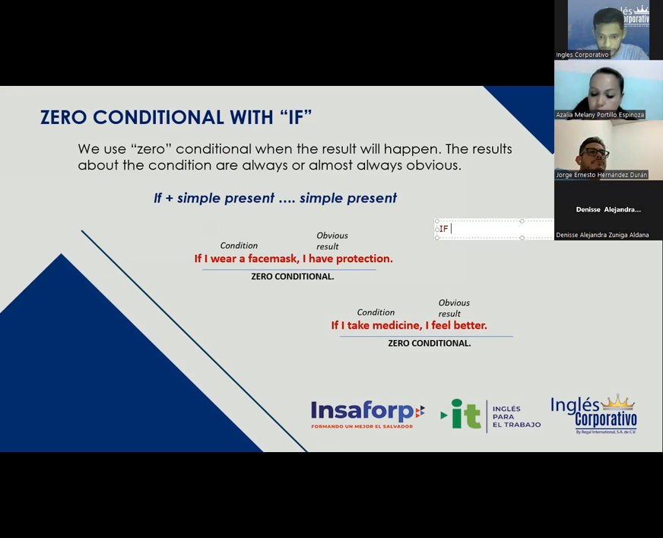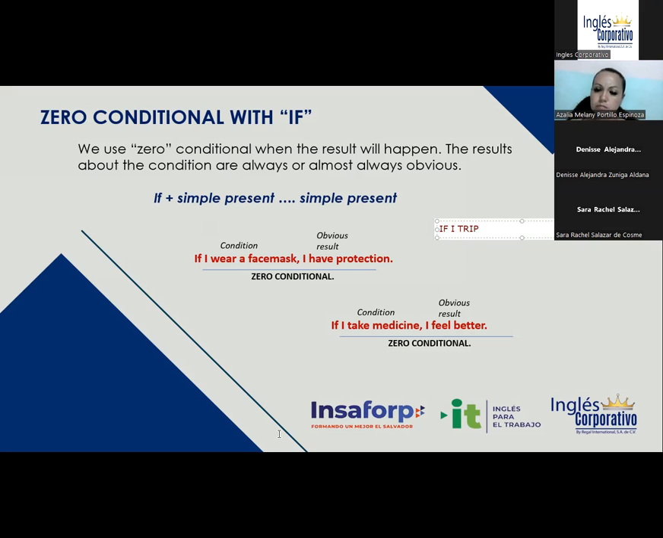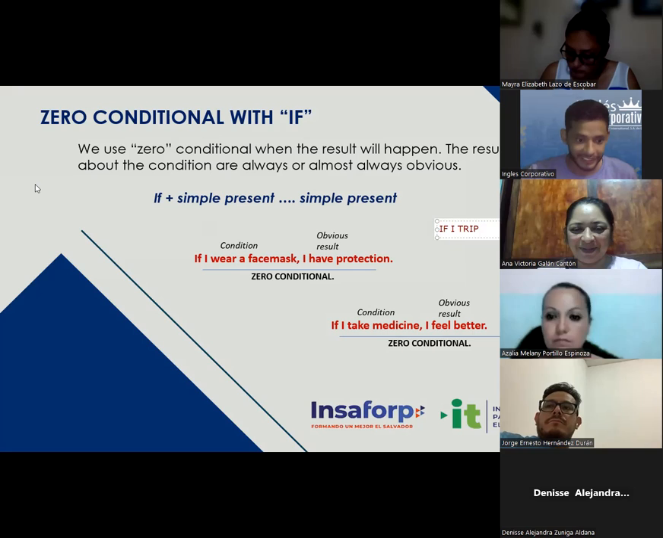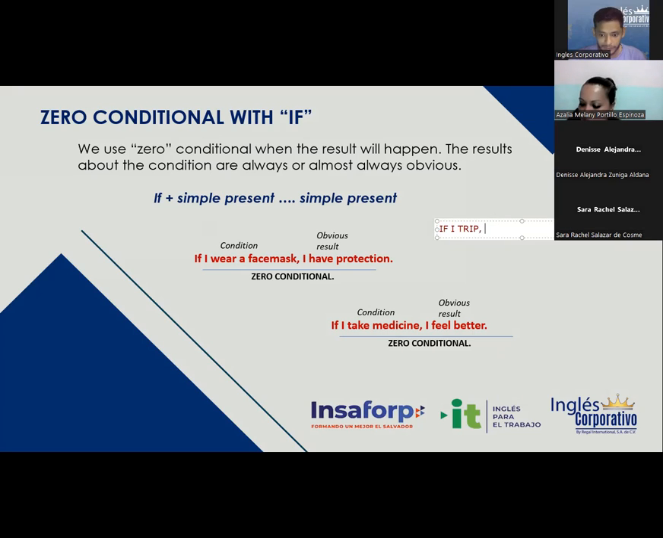Vamos a ver, pongamos acá. If I trip. ¿Saben qué es trip? Trip es tropezarse. Acá él dice, si yo tropiezo, if I trip, I fall. Me caigo. Si me tropiezo, me caigo. O pongamos mejor, si me caigo, if I fall down, I get dirty. Si me caigo, me ensucio.